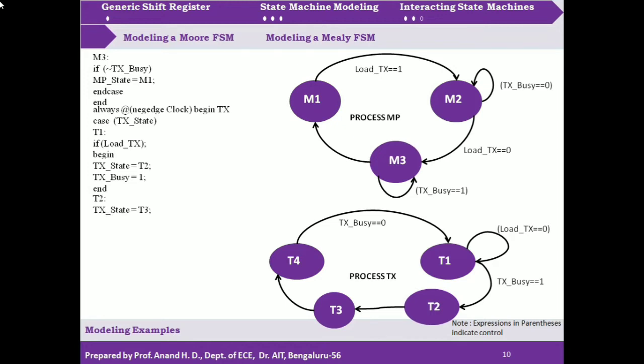So the next state is T2. There is no processing that takes place here, so there will be a state transition to T3. And same thing with respect to state T3. Nothing to process here, so there will be a state transition from T3 to T4. In state T4, it is going to make the control signal Tx_busy as 0 and there will be a state transition to T1. Okay. So that is how we are going to model these two interacting state machines, that is process MP and process Tx, using Verilog HDL.